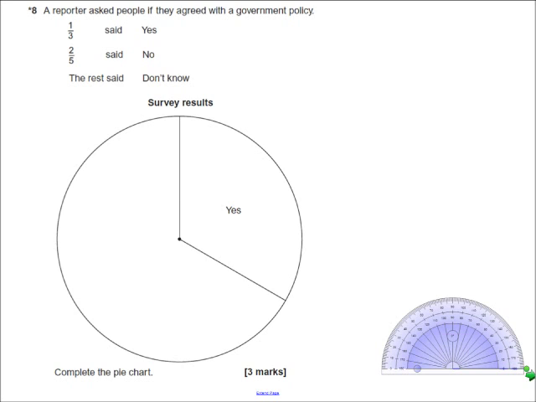Question 8 is about a reporter who asked people if they agreed with government policy. 1/3 said yes, 2/5 said no, and the rest said that they didn't know. And it's asking us to complete the pie chart for 3 marks. Okay? So now remembering the most important thing about pie charts is the fact that it's to do with the number 360. So if we look at the people who said yes, and there were 1/3, if we divide 360 by 3 to give us our 1/3, it means that the angle for the yes here should be 120 degrees. And that looks pretty good.